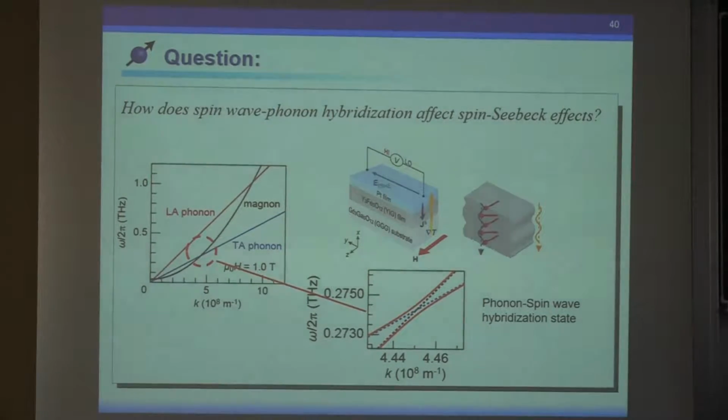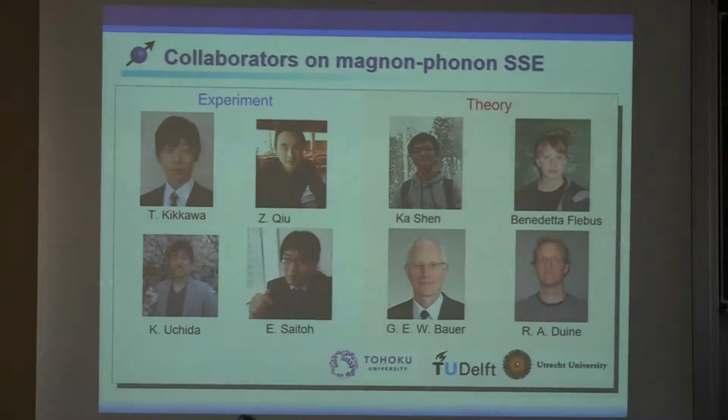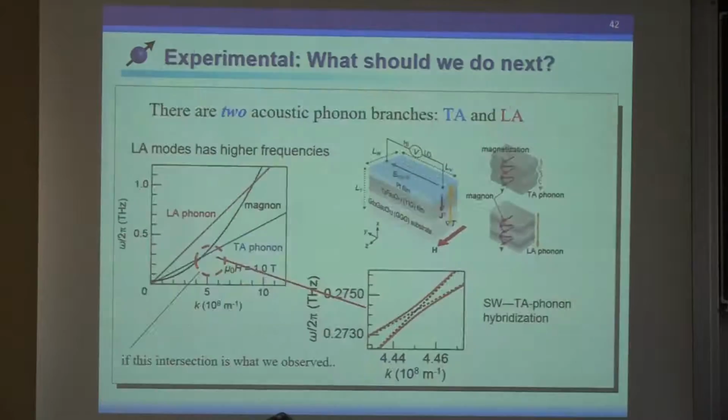So we started collaboration with wonderful theoreticians, Dr. Kikkawa, Baba Sensei and Benedetta and Professor Bauer, because they already started the calculation of the so-called magnon phonon polaron. Okay, so we started collaboration and we discussed. So what should we do next?